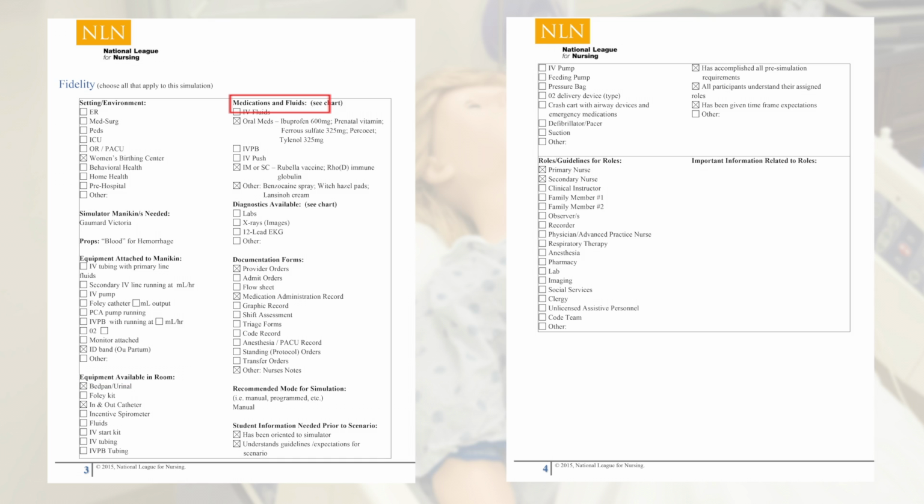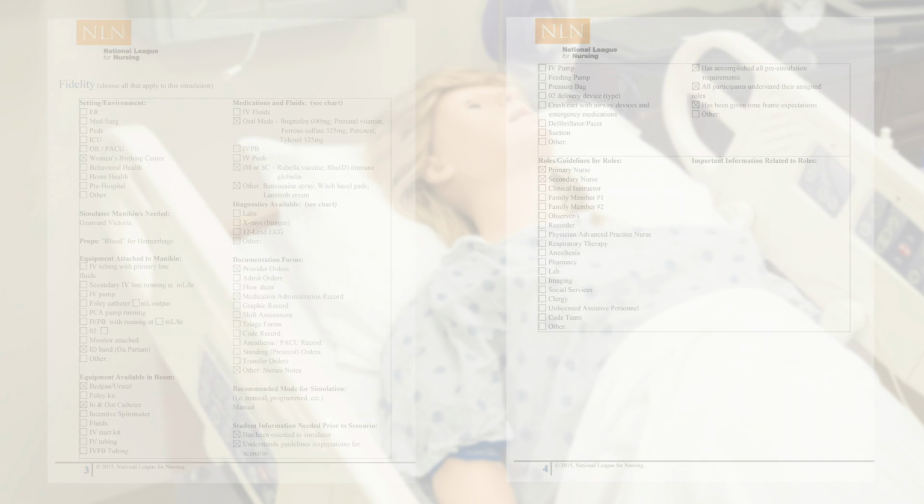All of the medication that will be used or possibly used in the scenario are listed, as well as any documentation forms. During the simulation, we used a paper chart. The manual mode was used for the simulation, and the students were given any needed information prior to simulation, as well as what roles they will be in their scenarios.